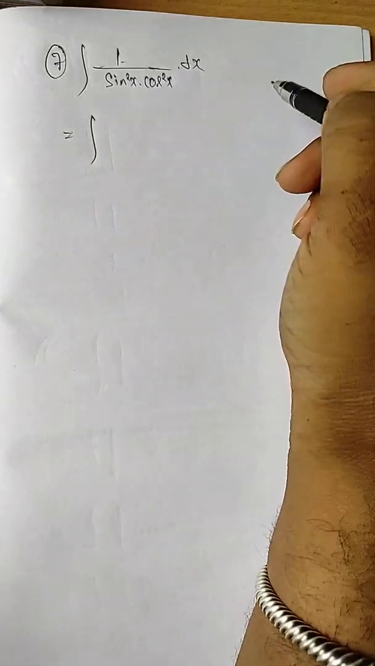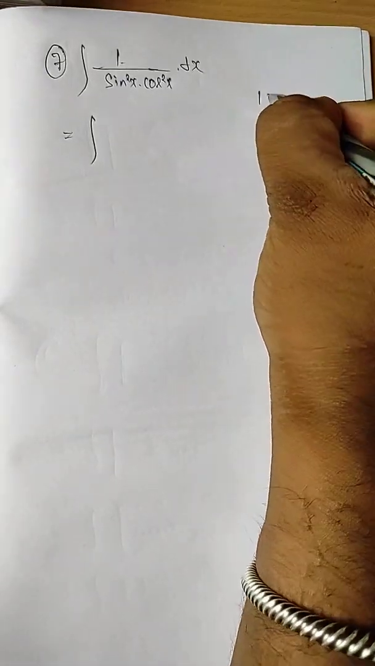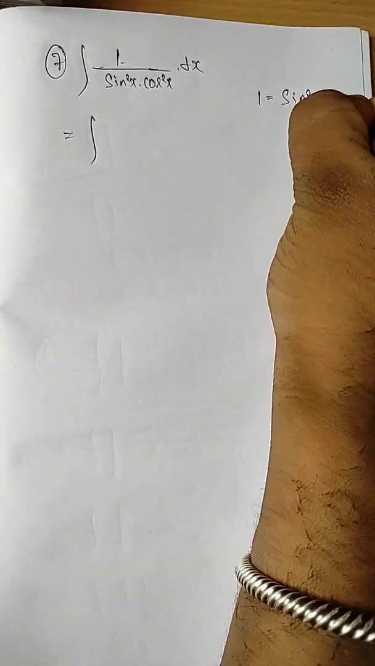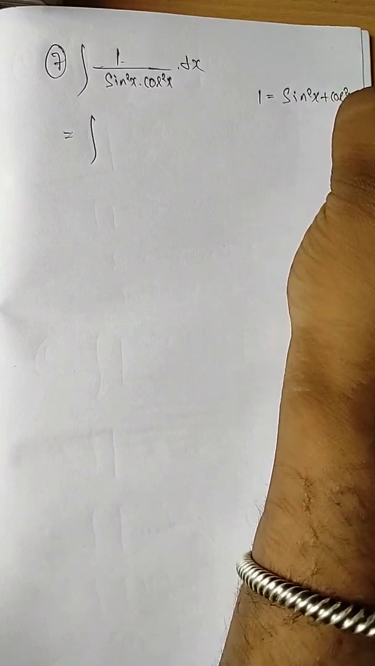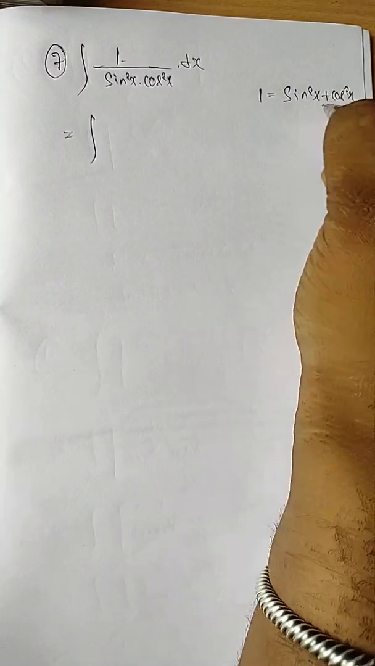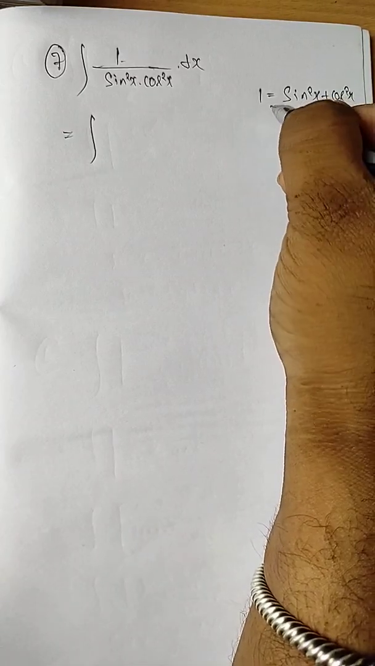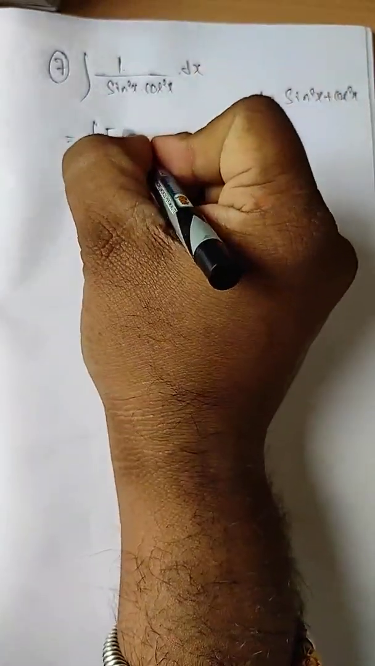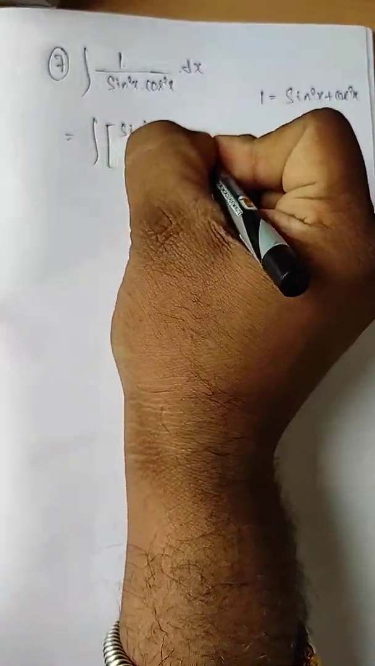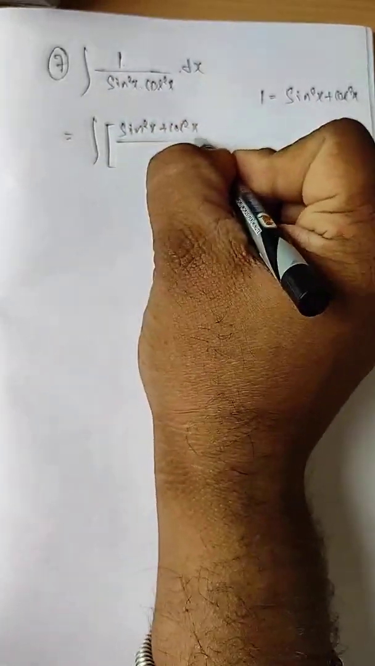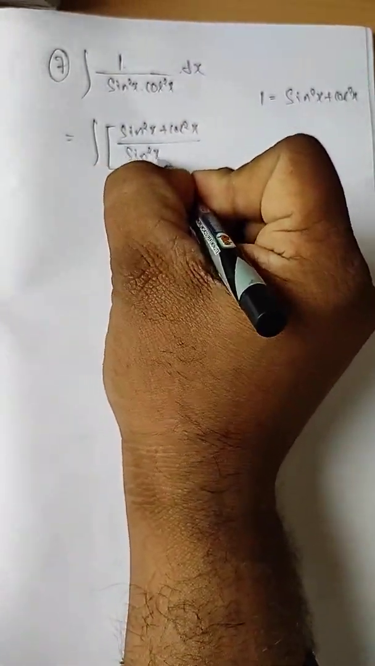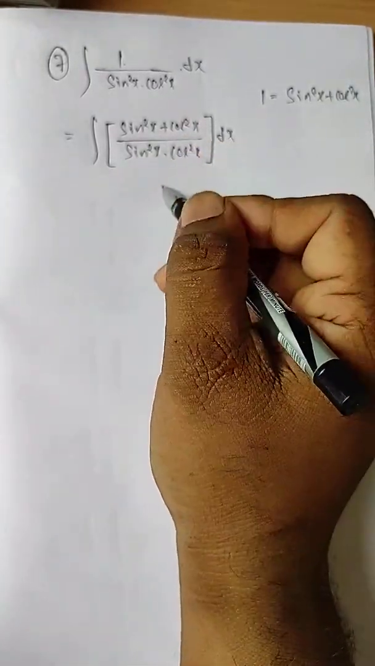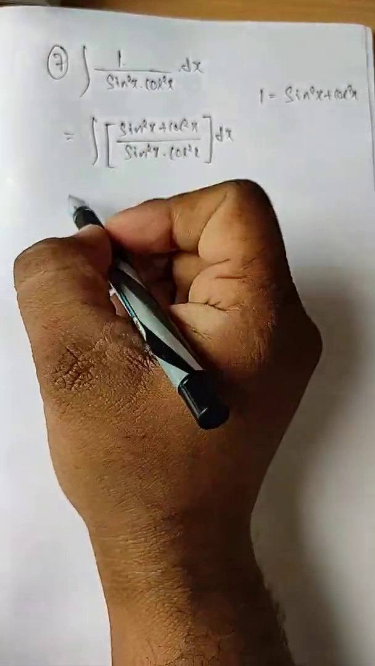So how to solve this problem? To solve this problem easily, I am writing the 1 in the numerator. We have 1, so that 1 I am writing as sin square x plus cos square x. Sin square x plus cos square x is equal to 1. This is a basic identity we already discussed in our lower class. So (sin square x plus cos square x) by (sin square x into cos square x) dx. Is it clear?